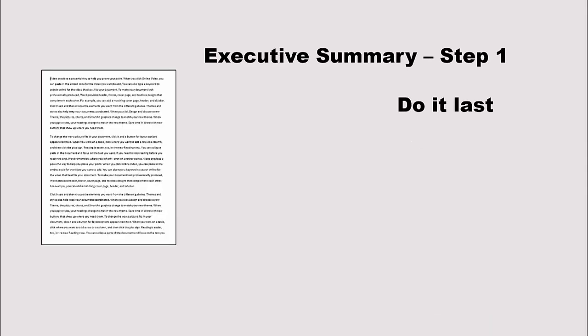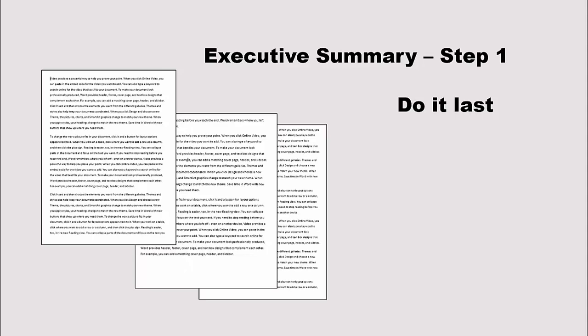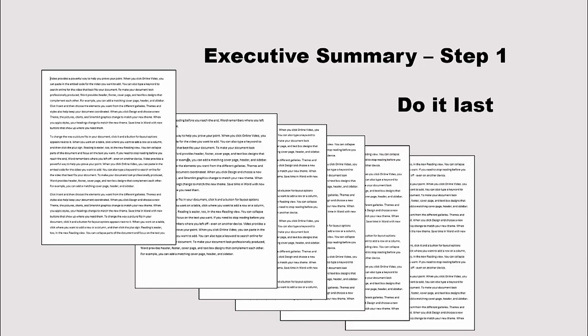First of all, do it last. You can't summarize a document until you have finished writing the document. Write your paper until you are ready to submit it. Let's say it's a 5 or 10 page document that has 3 or 4 paragraphs on each page. This gives you 20 to 40 paragraphs in total.